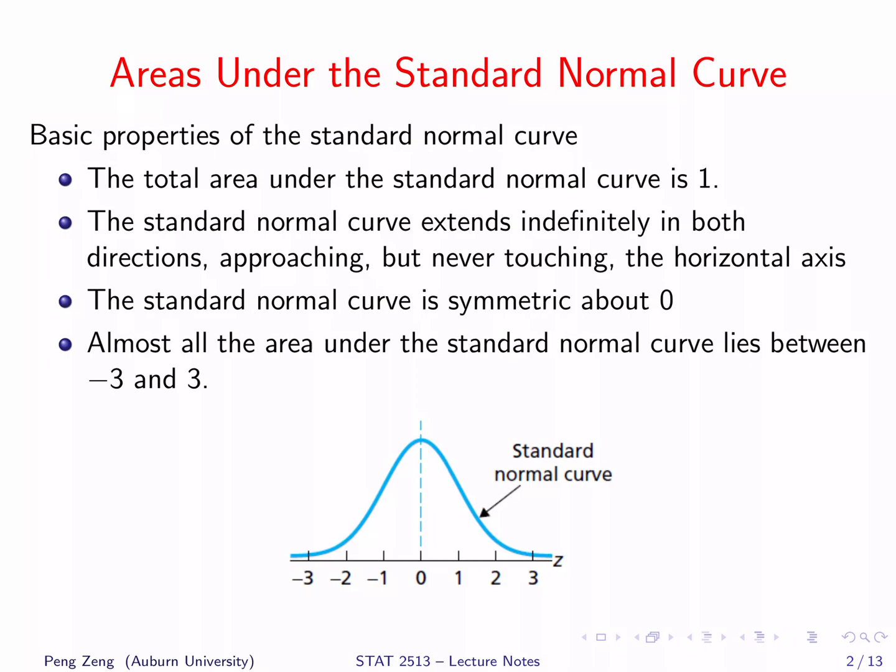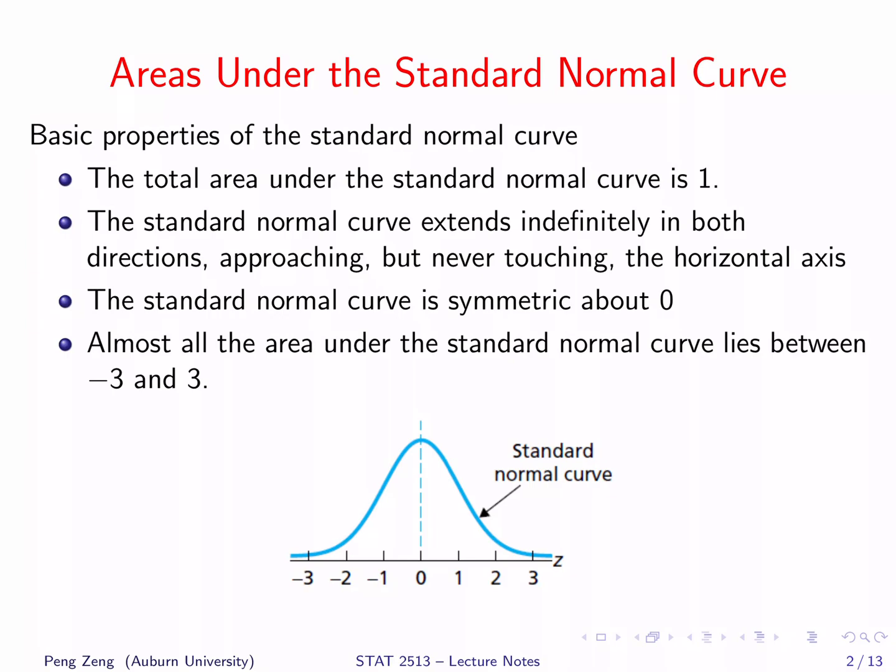Secondly, the standard normal curve extends indefinitely in both directions, approaching but never touching the horizontal axis. This means that a standard normal random variable can take a value of any real number. It can be positive, 0, or negative. However, the value of the density curve is always positive. No matter how small it is, it cannot be 0.